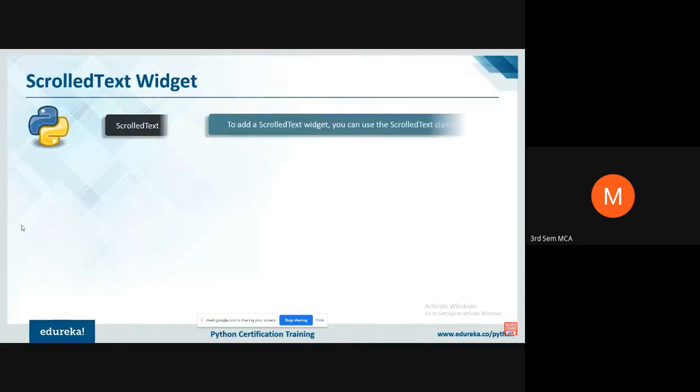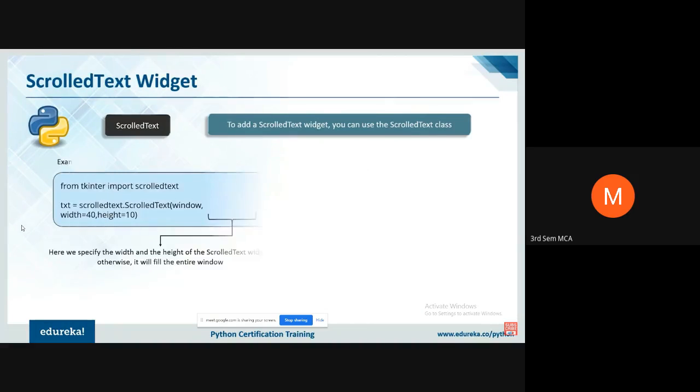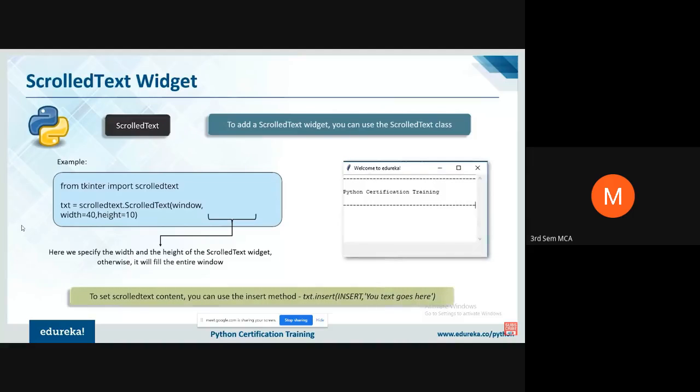So another nice widget we have is the scroll text widget. Guys, this can be added using the scroll text class again. One thing you must note here, which is very important, is that you need to specify the width and the height of the scroll text widget. Well, if you do not specify the same, the entire window is actually filled up. So you can basically set the scroll text content by using the insert method, guys. The syntax is pretty simple and we need to use txt.insert with the message as a parameter.